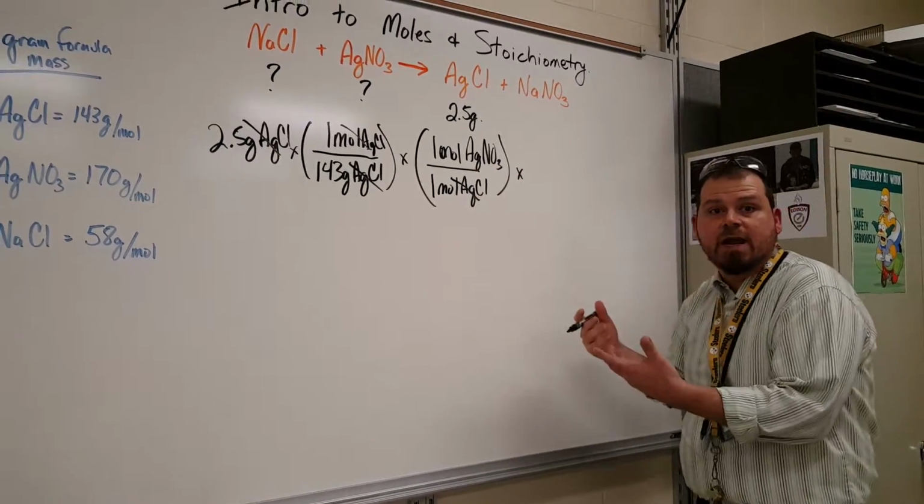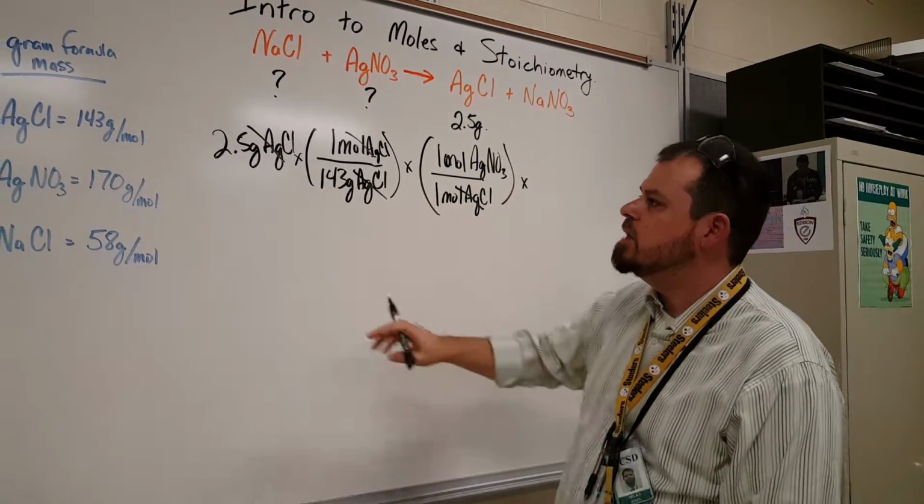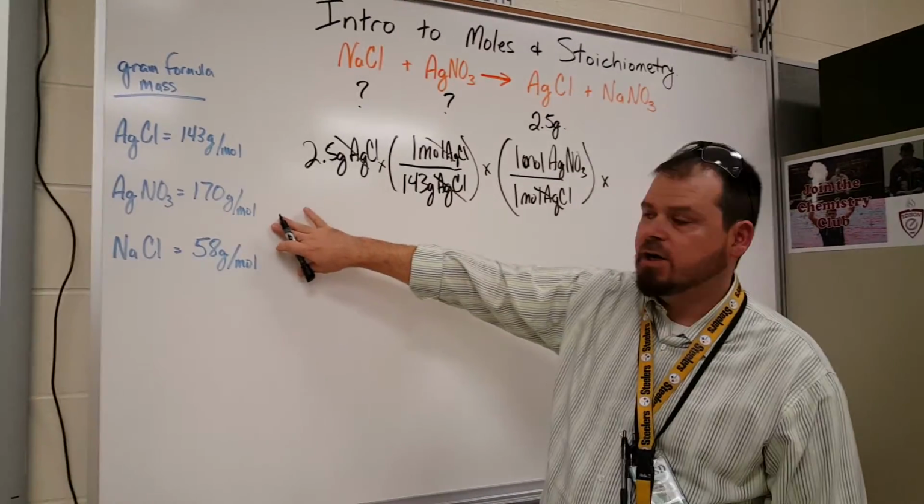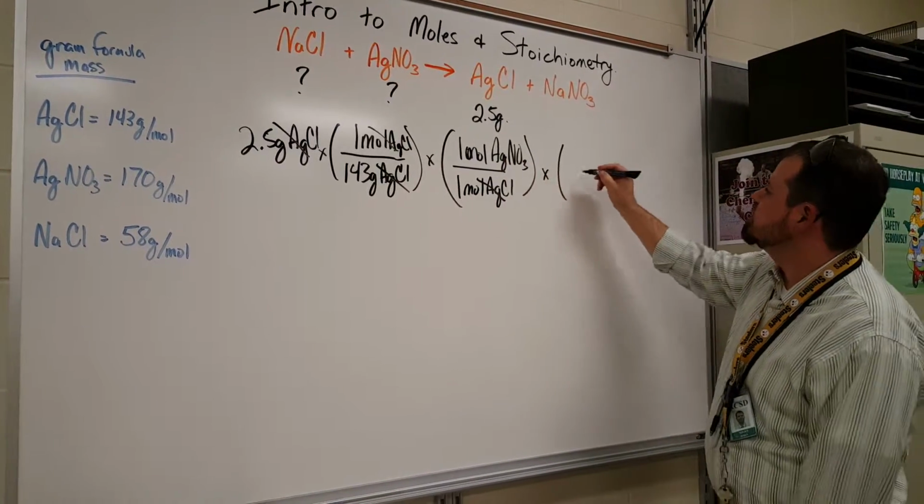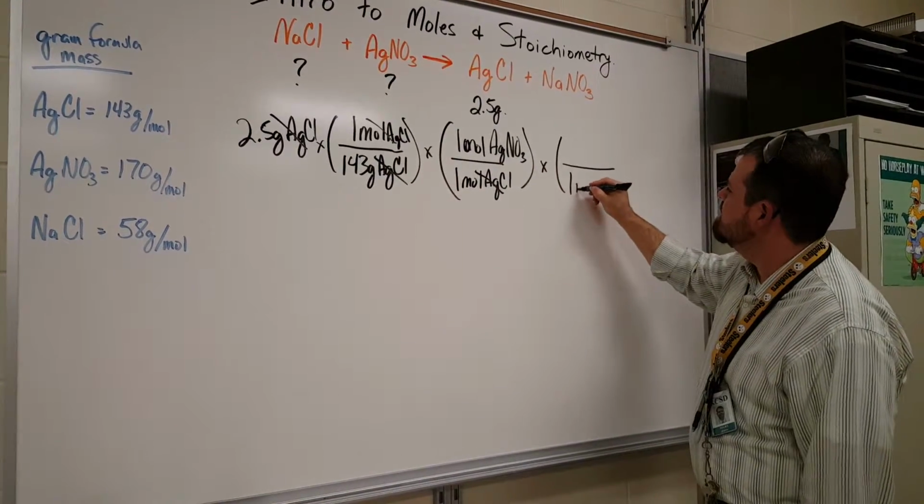I got to get back to grams so Mr. MoNaCo knows how much to weigh out. The gram formula mass of silver nitrate is 170. I'm in moles, so moles is going to be on the denominator, so it cancels.